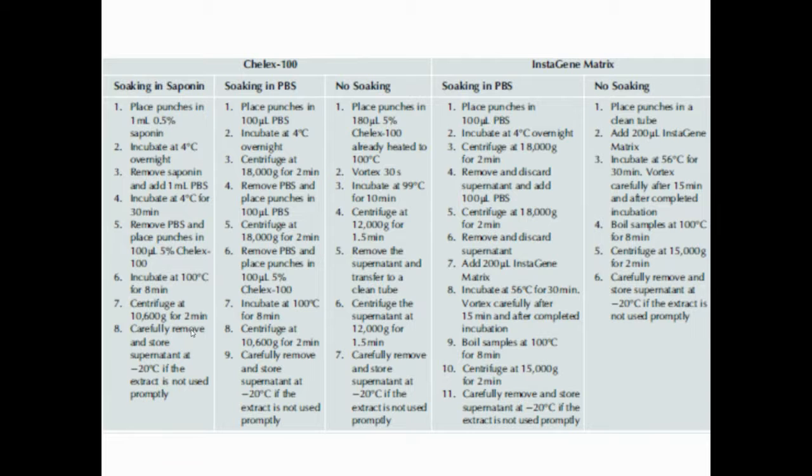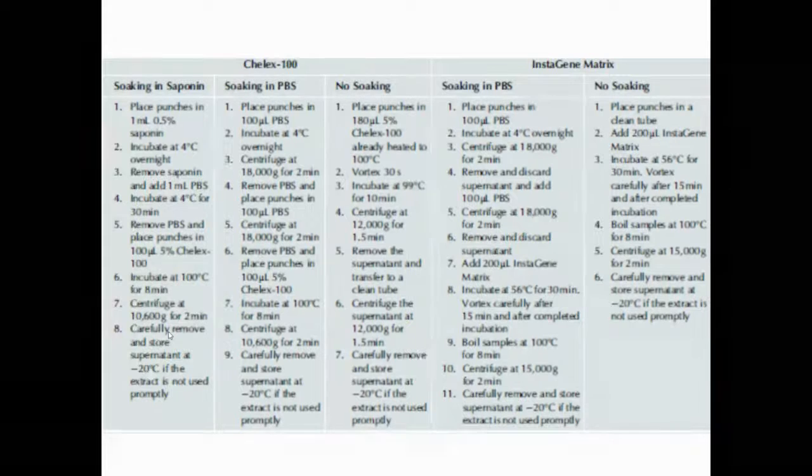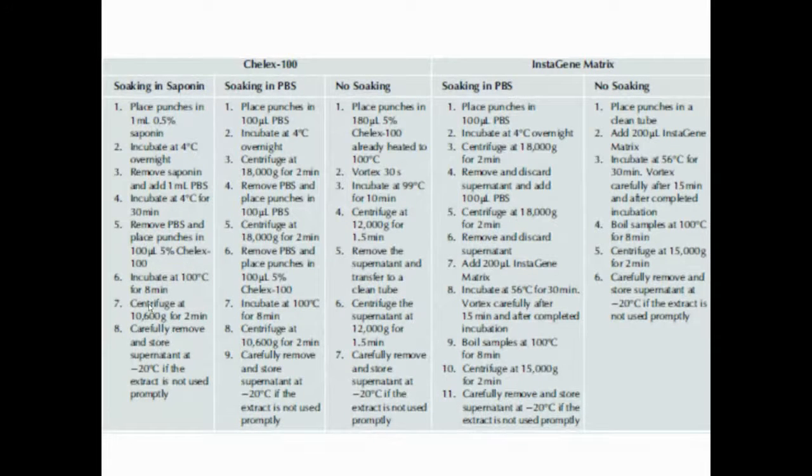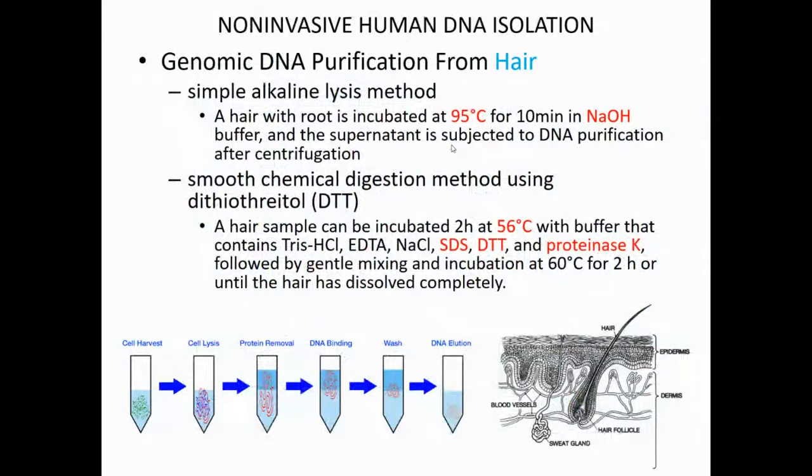So that's why you collect the supernatant and store at minus 20 degrees if the PCR is not used promptly. So this is the step that you collect the DNA. All right, you break the cell, collect the DNA. So this is Chelex 100, and then we have InstaGene matrix, the two different methods that you can collect the DNA.